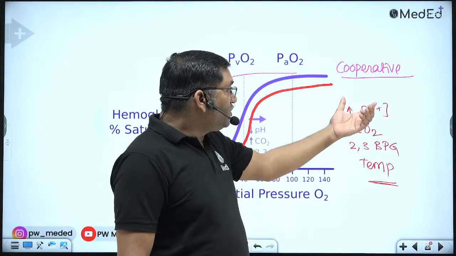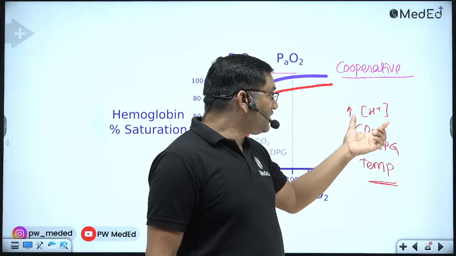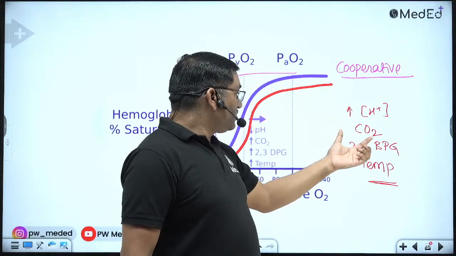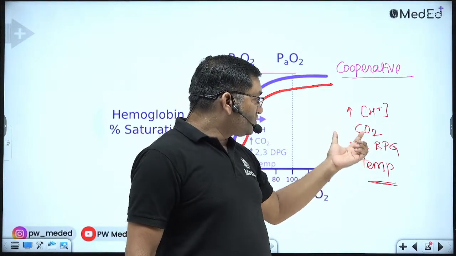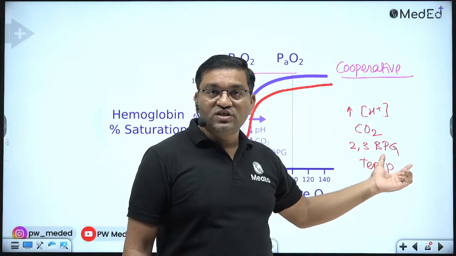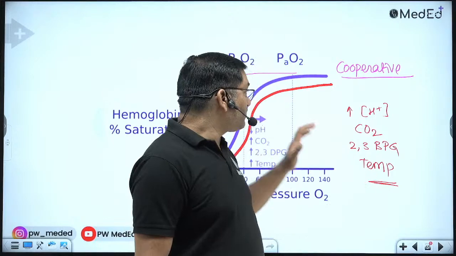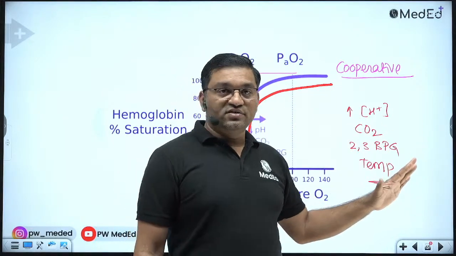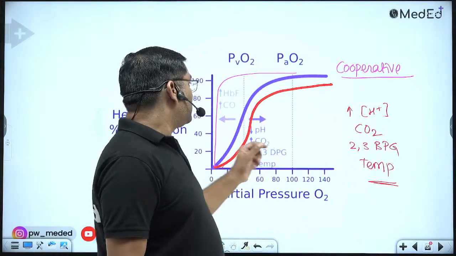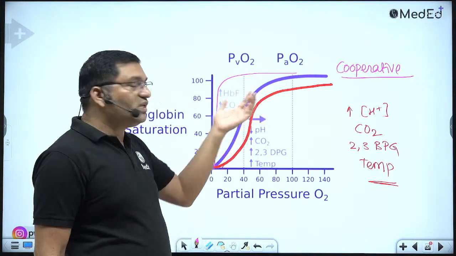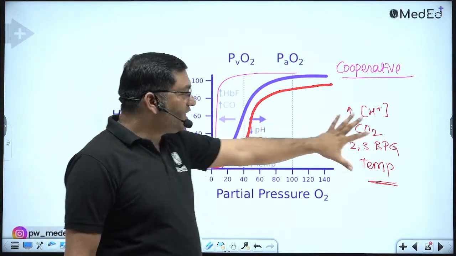So these are the negative effectors. This will shift: increase in the H ion concentration, CO2, partial pressure of CO2, 2,3-bisphosphoglycerate, which is generated in the Rapoport-Luebering cycle, and temperature. Increase in the temperature will shift the curve to the right. Carbon monoxide and fetal hemoglobin will shift the curve to the left. These are the negative effectors.